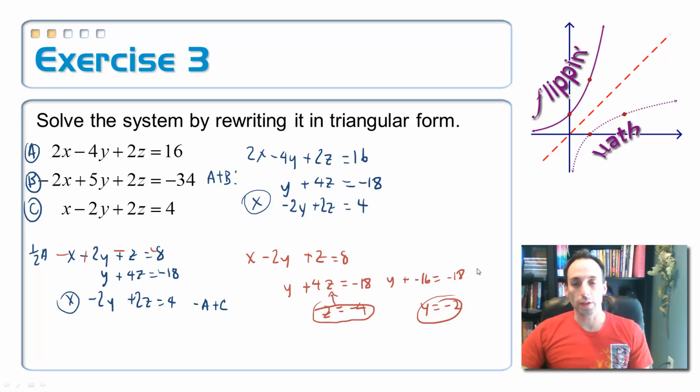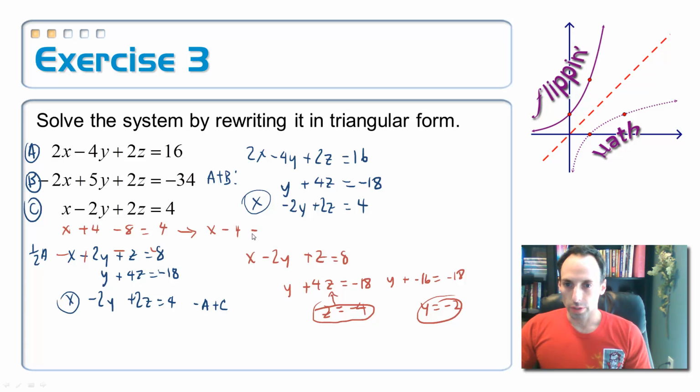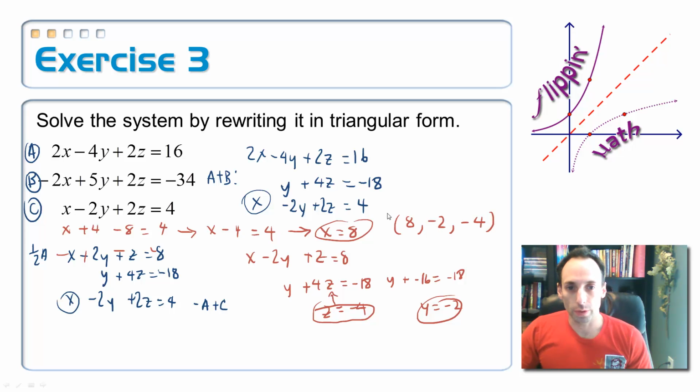Okay, and then finally, in order to find my x coordinate, we can stick it into any one of the original equations. So why don't I just stick it into C here? So x minus 2 times negative 2 is plus 4. And plus 2 times z, so that's a negative 8, should be equal to 4. Okay, solving this for x, that is x minus 4 is equal to 4, which means that x is equal to 8. So my final answer then is 8, negative 2, negative 4.